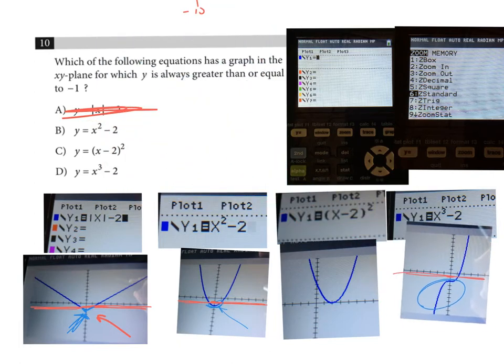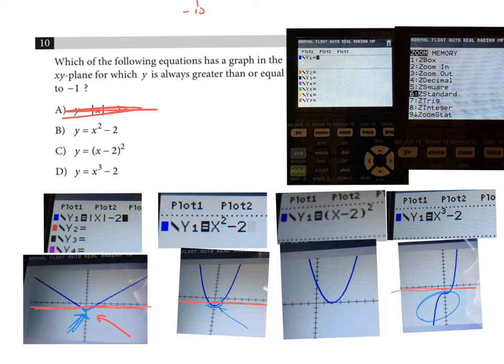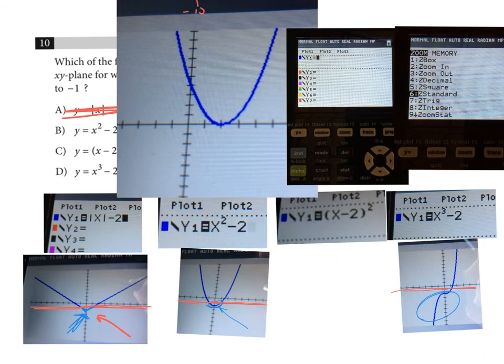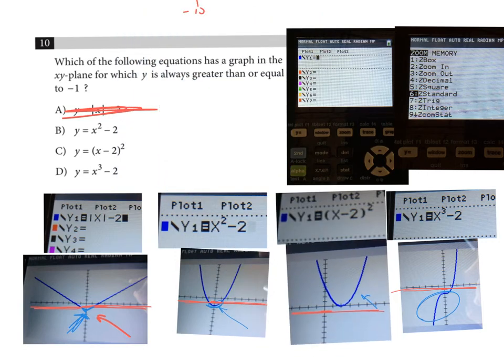That's not the answer. The only equation that stays above that y is equal to negative 1 line, because again, here's my y is equal to negative 1, the only equation that stays completely above it is option C. So that's why your answer is letter C. This is one of the few questions on the SATs where having the ability to graph on a graphing calculator pays off.